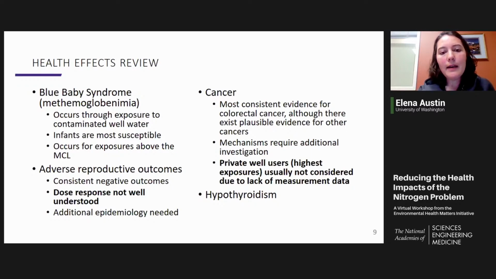And then there are other outcomes that are associated with nitrate concentrations through epidemiology studies. They include adverse reproductive outcomes, some cancer outcomes, as well as hypothyroidism. But these outcomes, because of the difficulty in the exposure assessment, in assigning exposures of nitrates to populations and particularly to private well users, the associations are not currently considered causal. So there's more information that needs to be developed to determine these associations in the future.